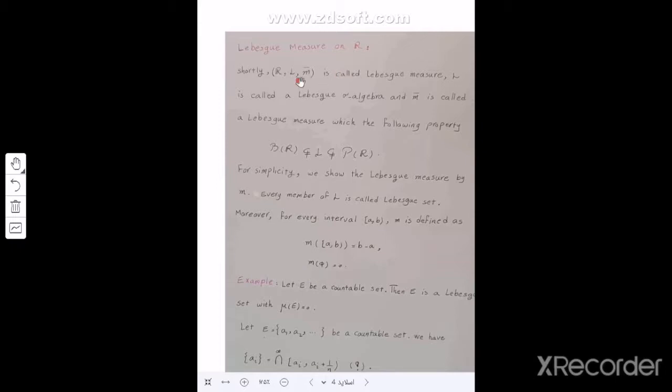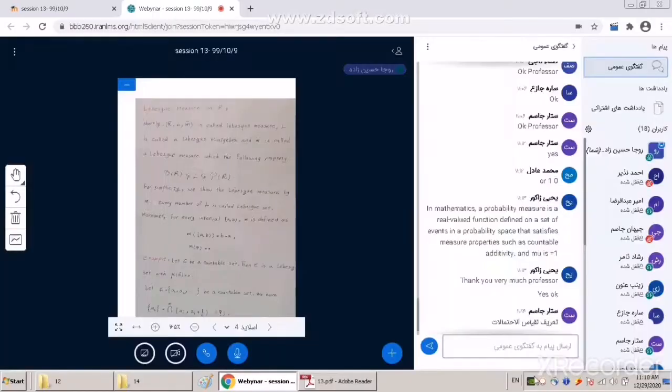This triple with these properties is called a Lebesgue measure. This is the Lebesgue sigma algebra, and the elements of L are called Lebesgue sets. Now another property that I want to state.